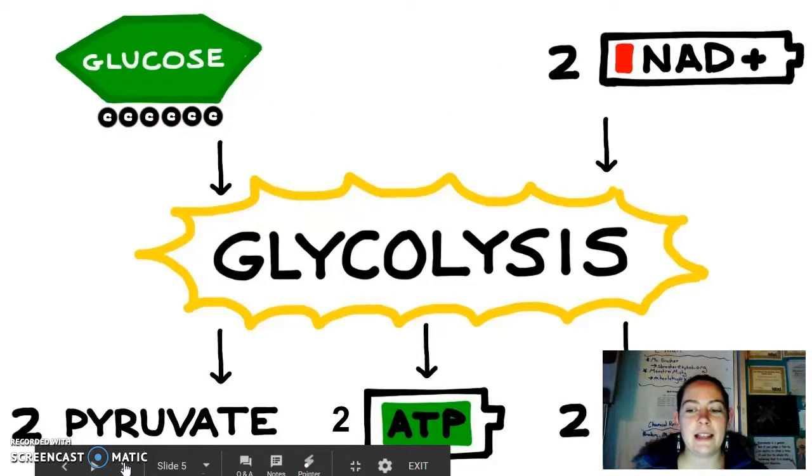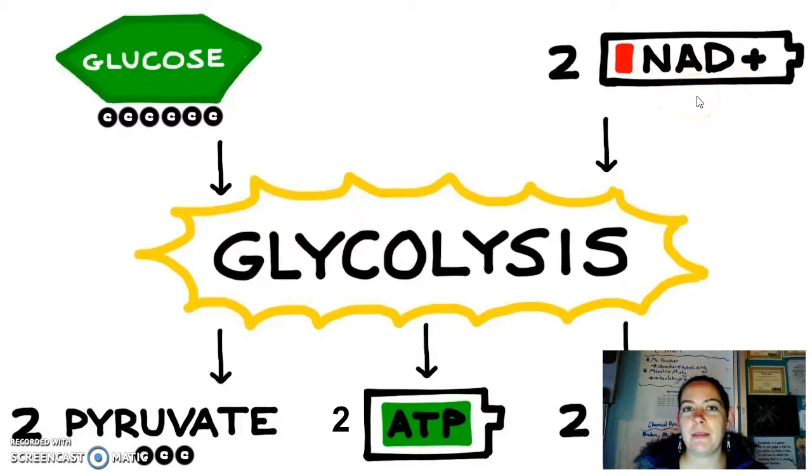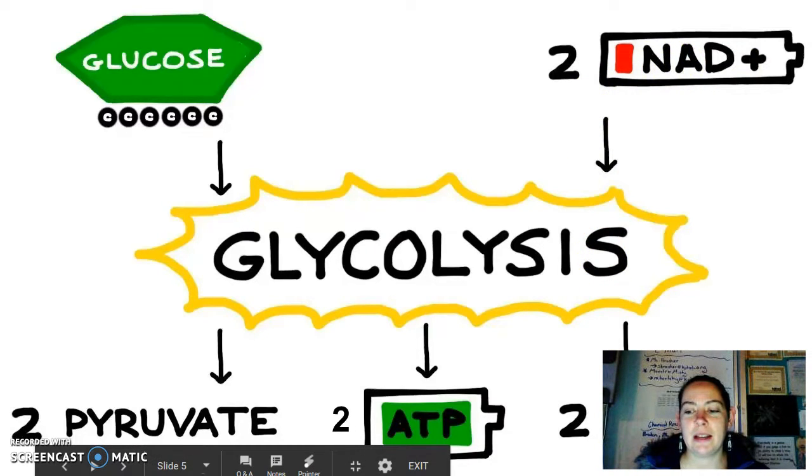So here is a visual overview of glycolysis. We've got glucose coming in, pyruvate coming out, generates 2 ATP, and then 2 of our electron carriers, which are also kind of like little batteries. So NAD is not charged up. We put on some high energy electrons and it becomes a charged up NADH. We got 2 of those.